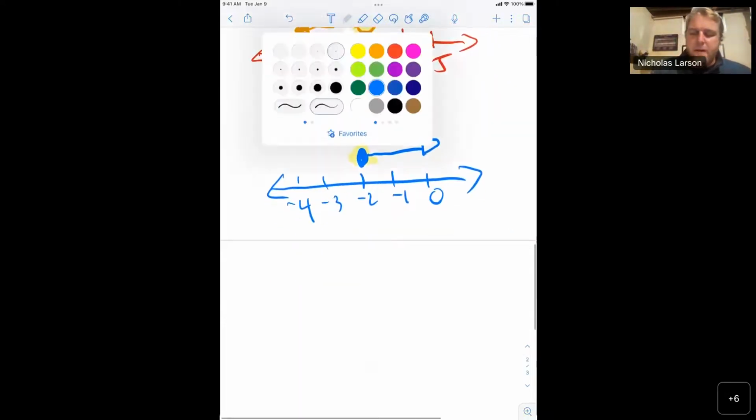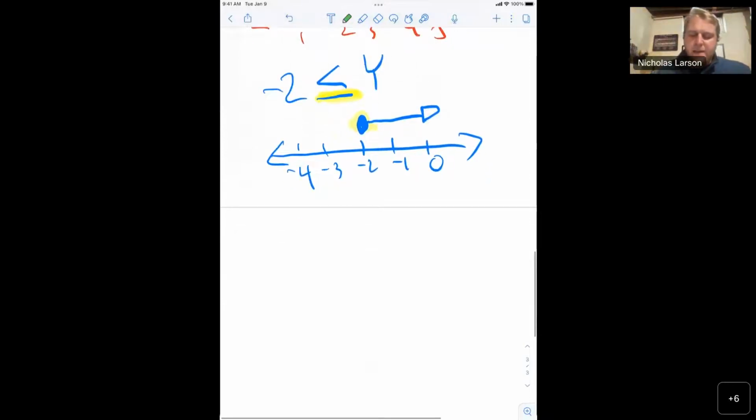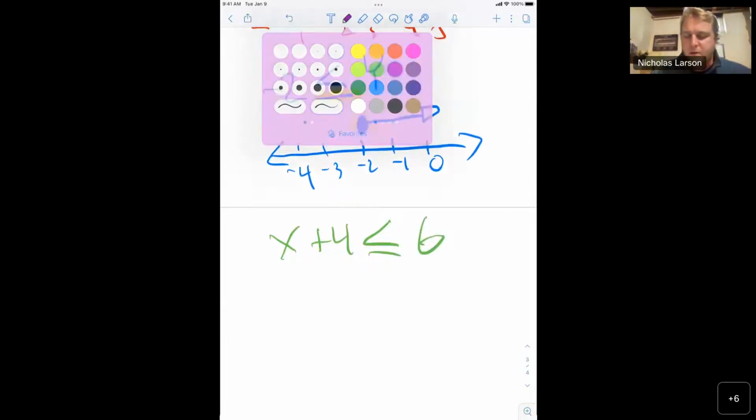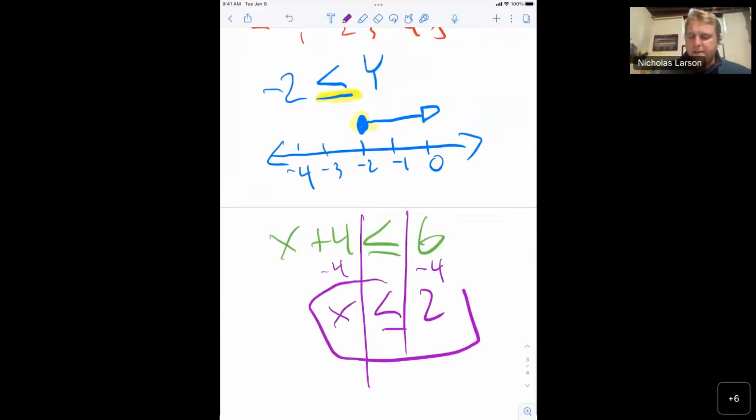And then the last thing, again, and I'm going to get you guys some practice in a second, is we solve inequalities. You solve inequalities exactly like you would a normal problem. So again, we're going to separate the left and the right side. We're going to subtract 4 and get an answer of x is less than or equal to 2.